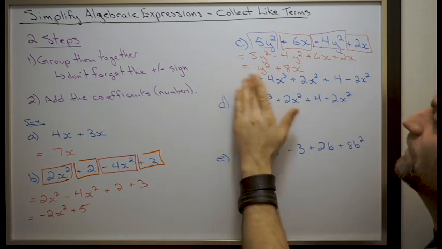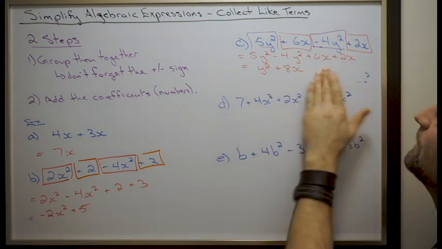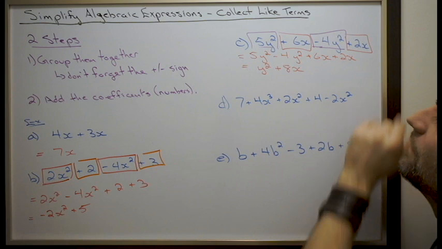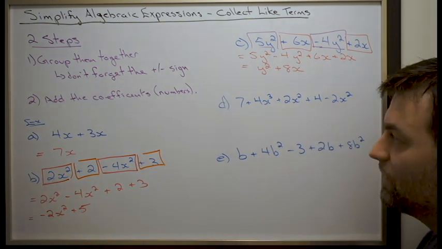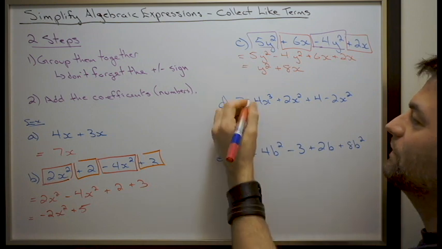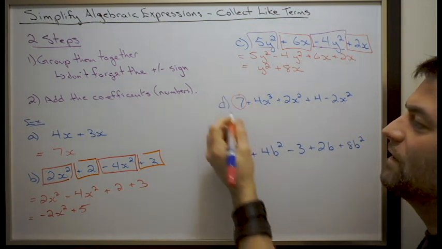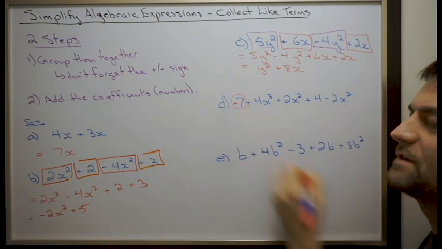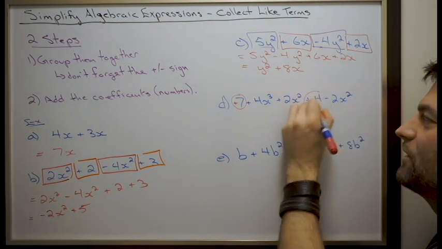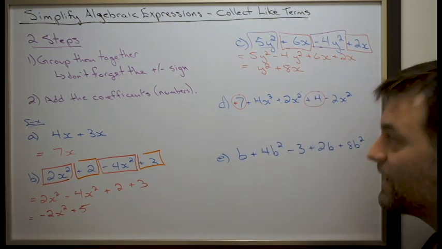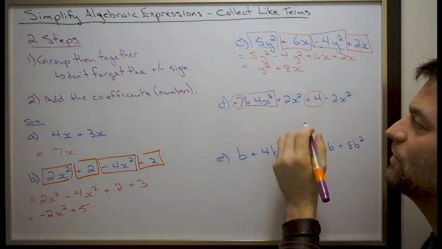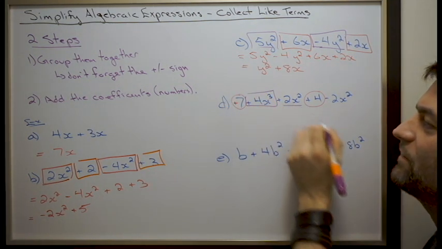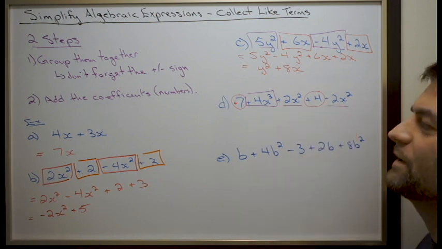Oh, I copied that twice. Alright, so now D, we have a few terms in here. We have a 7, that would be considered a positive 7. We have a positive 4. We have a plus 4x cubed, and then we have a plus 2x squared and a minus 2x squared.